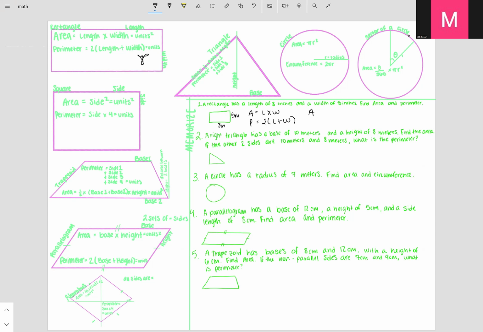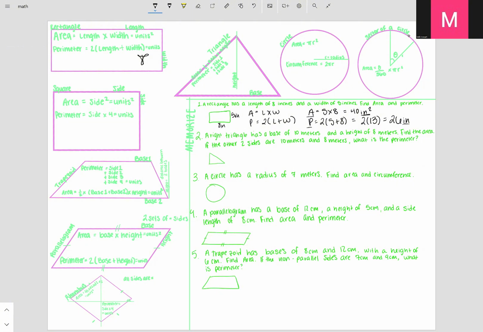So starting with area, we have 5 times 8, which equals 40 inches squared. And next, the perimeter is 2 times the length plus the width, which is 2 times 13 equals 26 inches. And remember that perimeter is inches and area is inches squared.